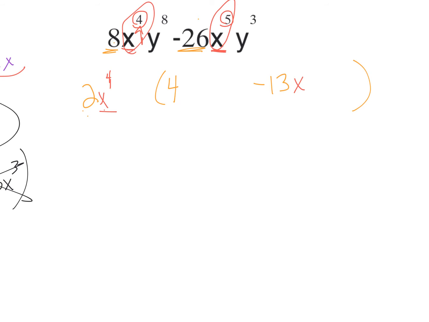Now, let's go to the y's. Between y to the 8th or y cubed, how many y's can I take out without going over? Well, 3 of them, right? Smallest one I can get. So here, I have 8 y's in. I took 3 y's out. So how many are left? 5.